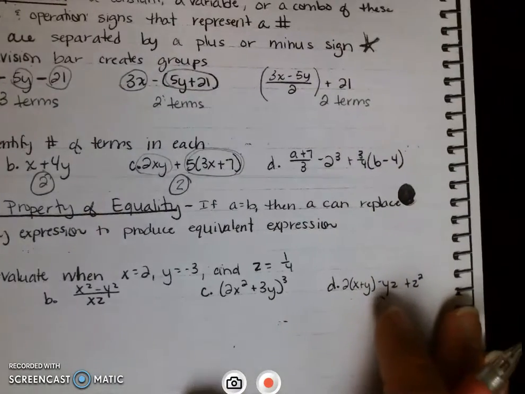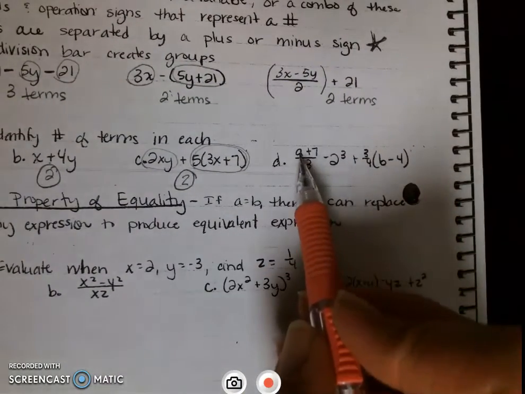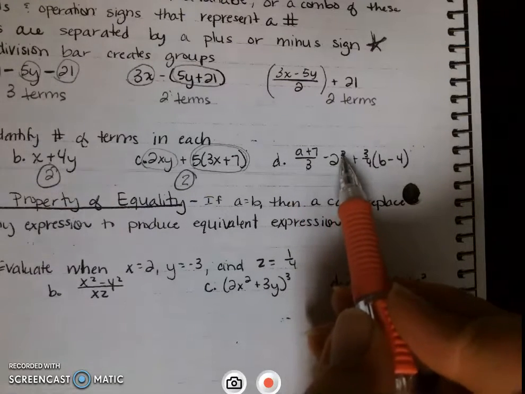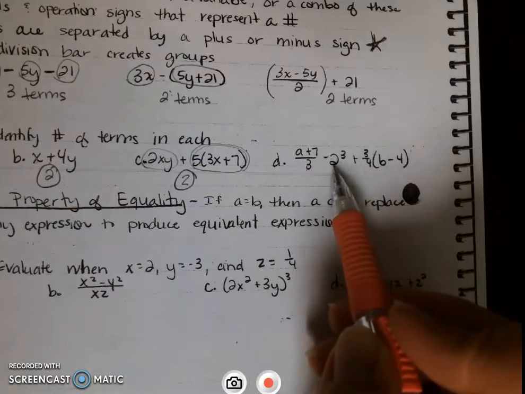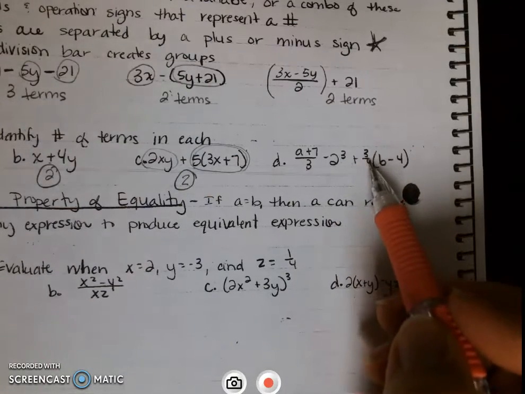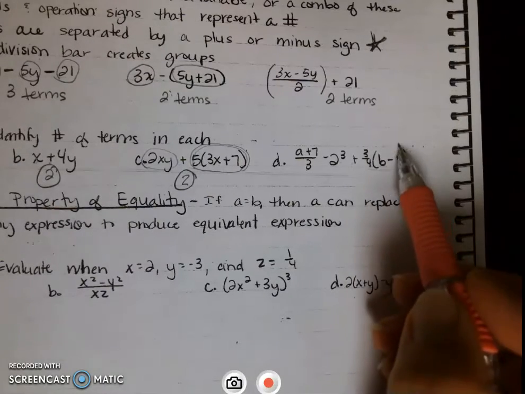And D looks like a lot, but let's check it out. So we have the quantity a plus 7 divided by 3. That's 1 term. Minus 2 cubed. That's 1 term because we have the plus sign coming next. So 3/4 times the quantity b minus 4. That's all 1 term.